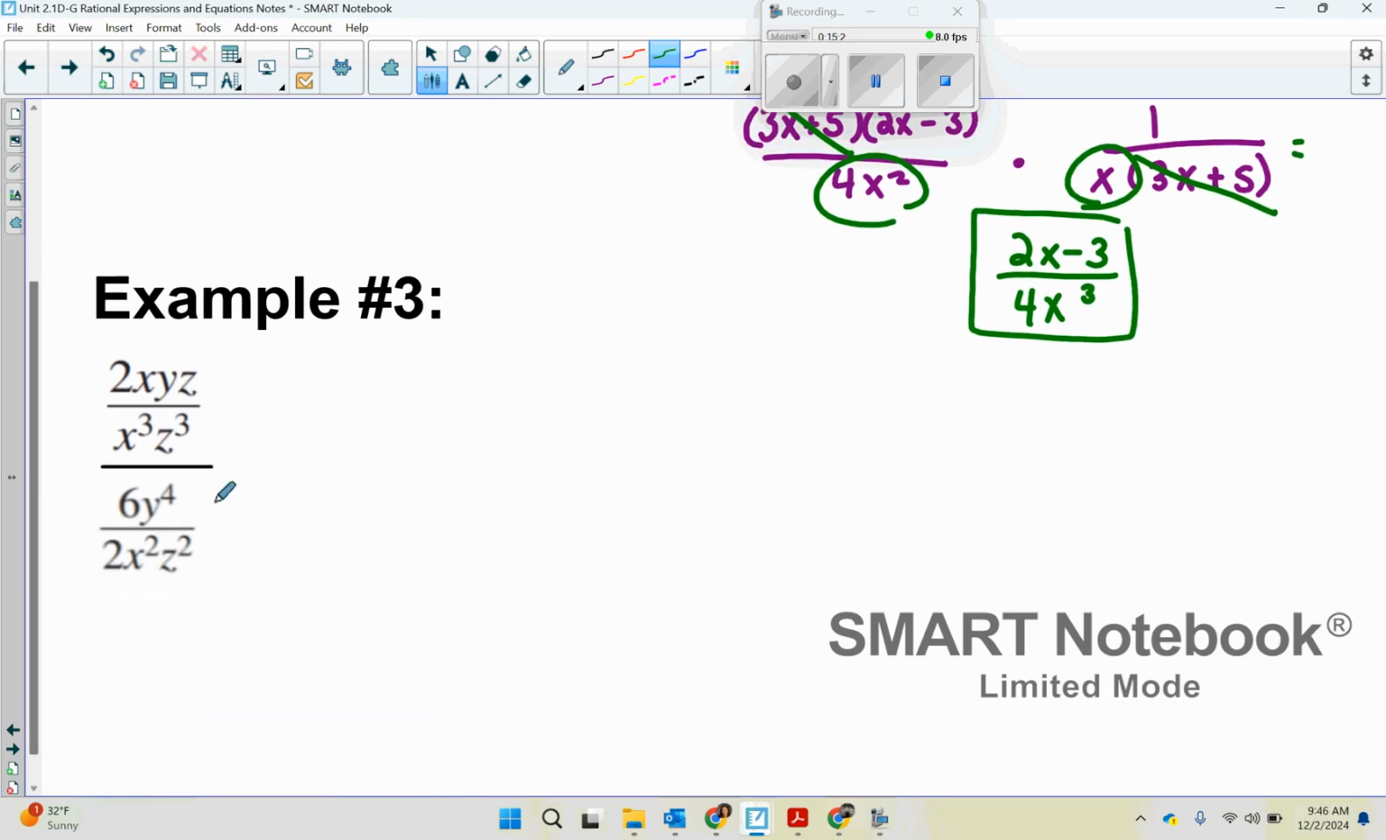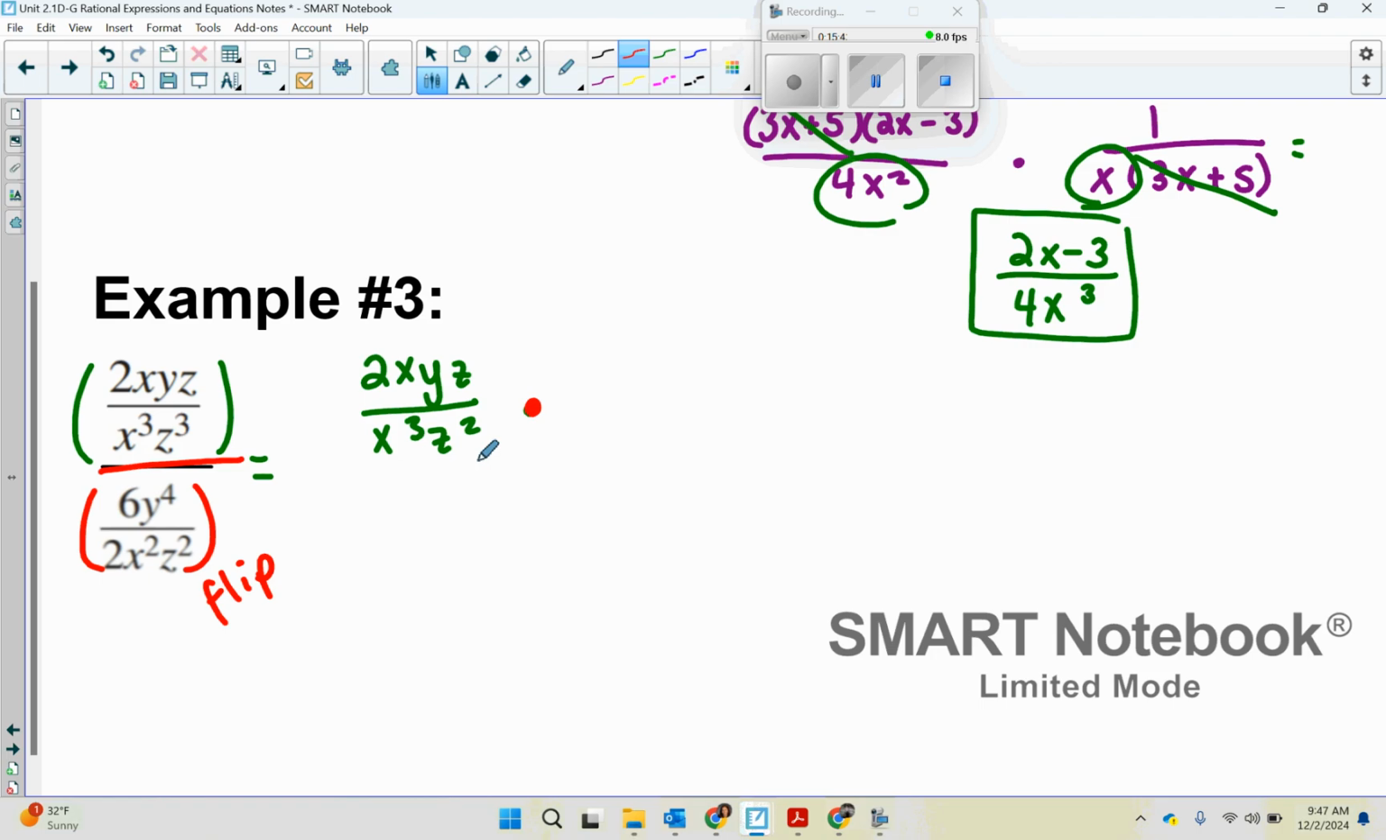And example 3, I'm going to start by keep, change, flip. So I'm going to keep the first numerator, and this is a complex fraction, a fraction over a fraction. So I'll keep the numerator. I will change the sign. Instead of division, I will change the sign to multiplication, and I will flip the entire denominator. So it'll be 2x squared z squared over 6y to the 4th. Let's cancel what we can.